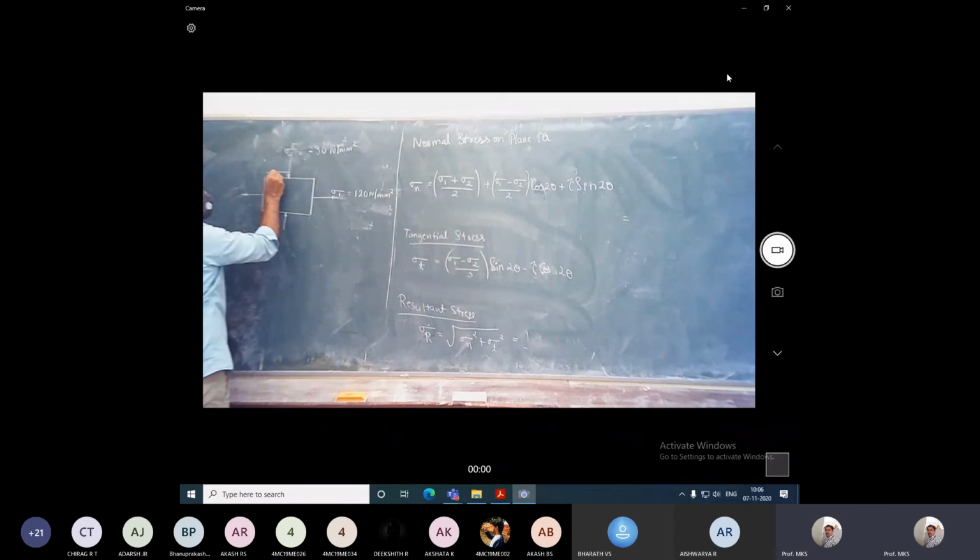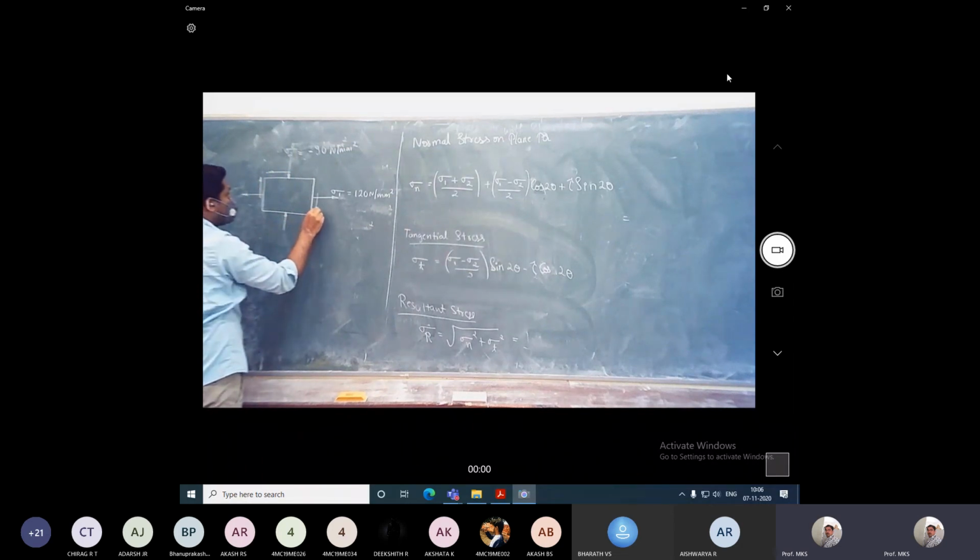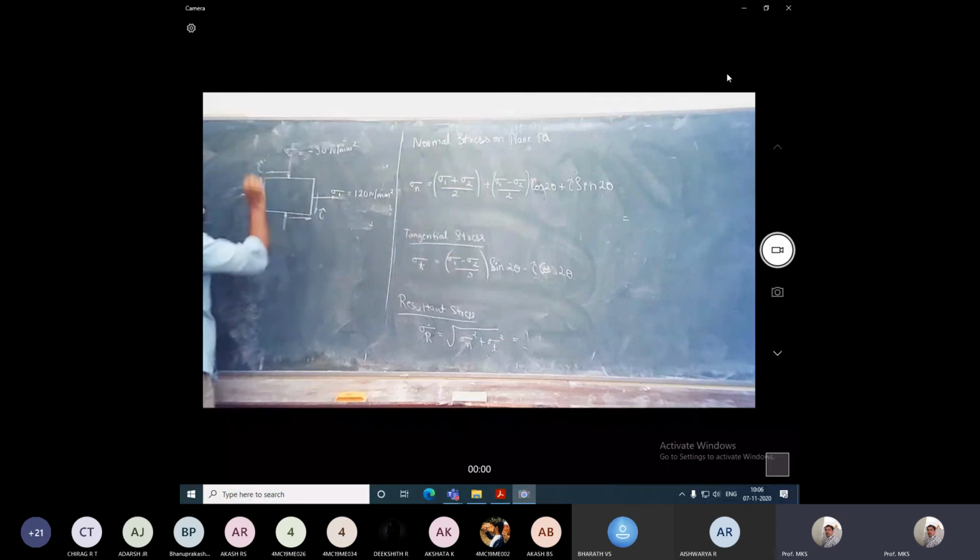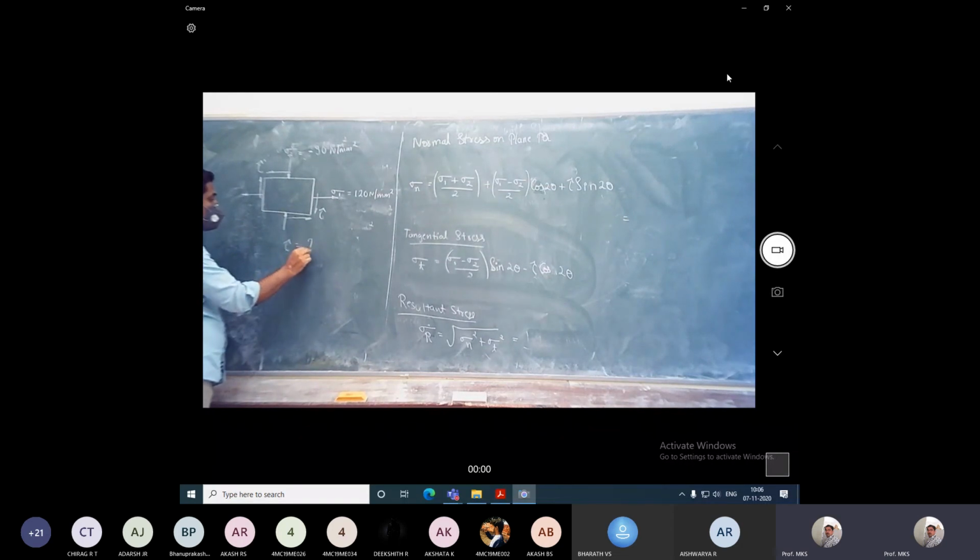So they have not given the shear. The plane is also acted on with shear stress tau. You need to find this tau, and you should find the maximum. You should find tau and sigma maximum. These two you should find.